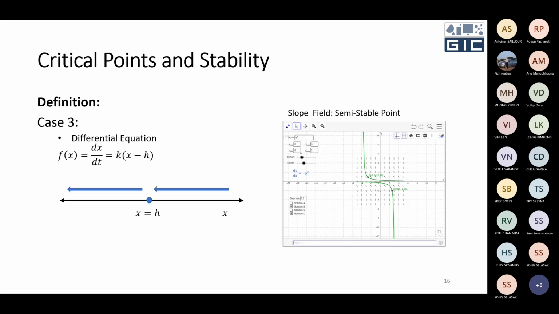So now you have to know about three cases. One case is the stable point. The stable point is the point where our slope field tries to reach the critical point. And a semi-stable point is where the slope field tries to leave and reach at the same time. One tries to leave the critical point and the other tries to reach the critical point. So in case 2 and case 3, we call them semi-stable points.